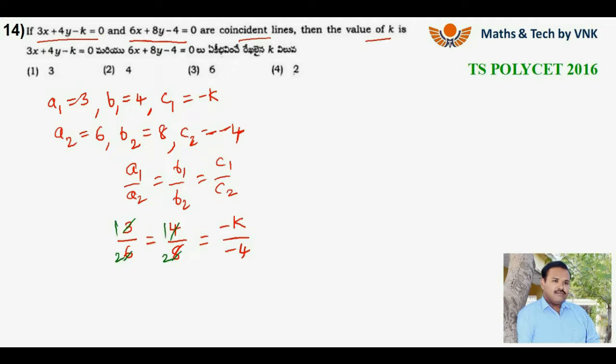So this is 1 by 2 is equal to 1 by 2 is equal to, the minus and minus get cancelled, so then this is nothing but k by 4. So k by 4 is equal to 1 by 2. So k is equal to 4 by 2. So k is equal to 2. So the option 4 is correct.